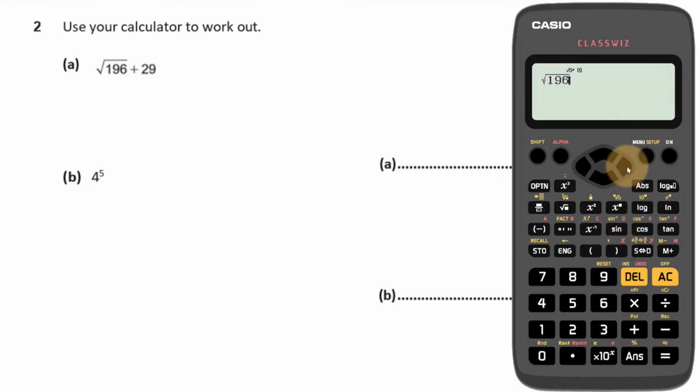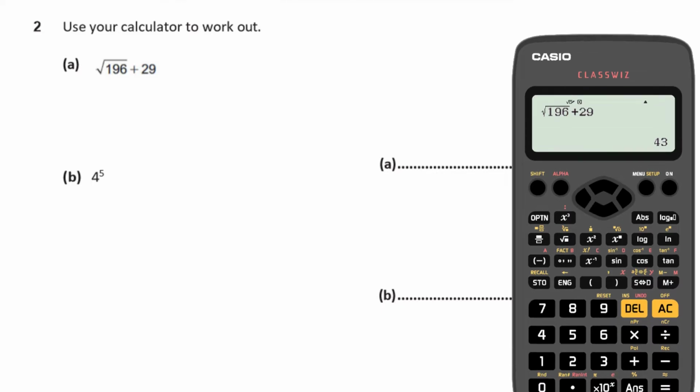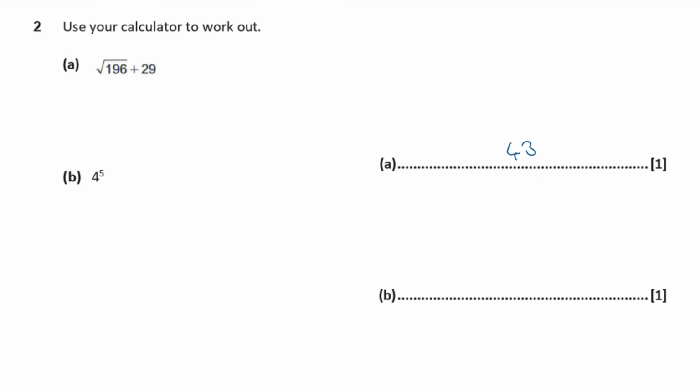Now I need to press the right key to come out of that root, and then before I press the plus, otherwise it's going to continue under the root, which I don't want. Then I'm going to add 29 on the end. Make sure it looks like it's got on the page and that root sign doesn't go all the way over across to the 29, otherwise you're going to get the wrong answer. If you do it correctly, it comes out to be 43.